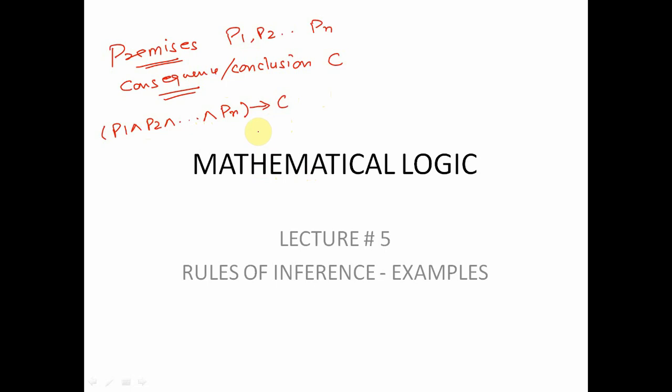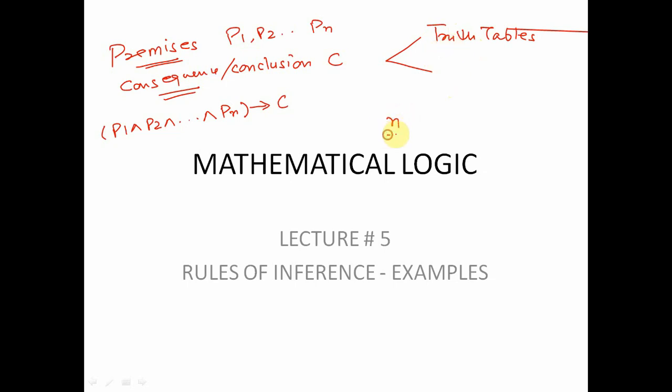If it is a tautology, we say that the argument is valid, and if it is not a tautology, then we say that the argument is not valid. We saw that there were two methods of checking the validity of an argument. The first method was with the help of truth tables. But we saw that the method of the truth table had certain limitations.